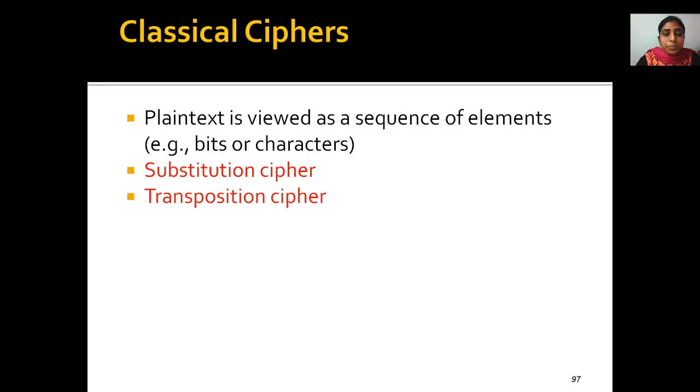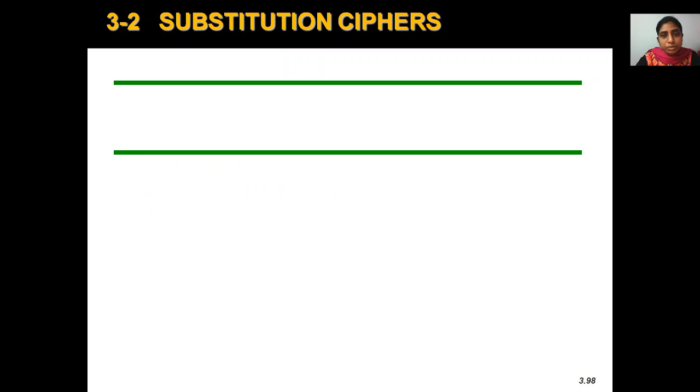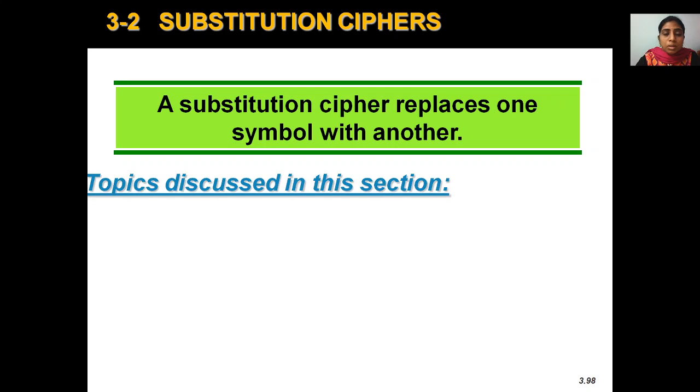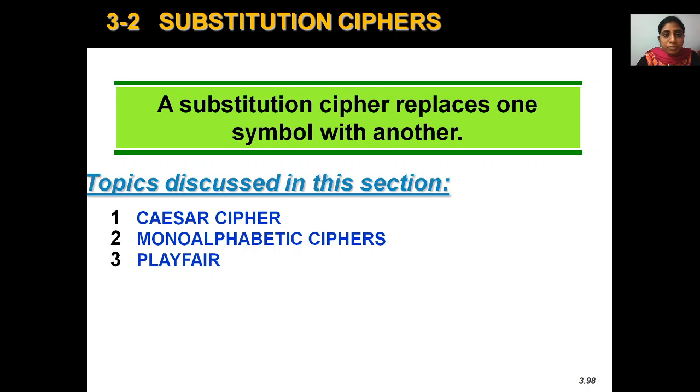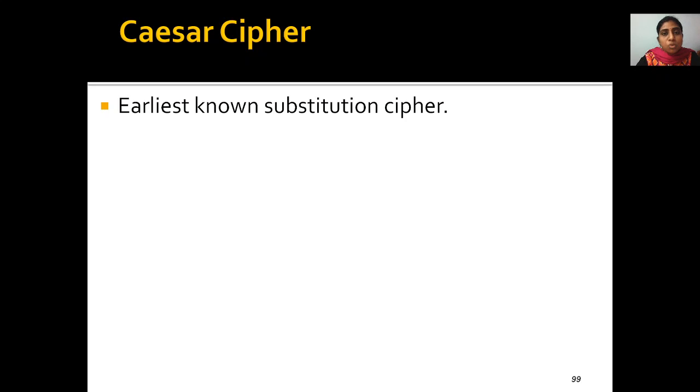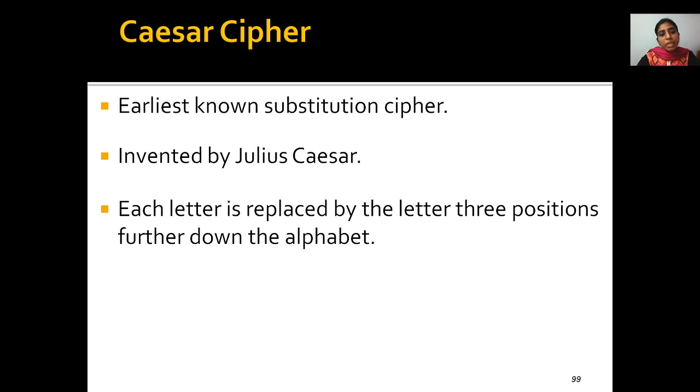Then coming to what is meant by substitution ciphers: the substitution ciphers are those in which one symbol is replaced with another. There are several substitution ciphers: Caesar cipher, monoalphabetic cipher, Playfair, polyalphabetic cipher, and one-time pad. The Caesar cipher is the earliest known substitution cipher, and it was invented by Julius Caesar. Each letter is replaced by the letter three positions further down the alphabet.